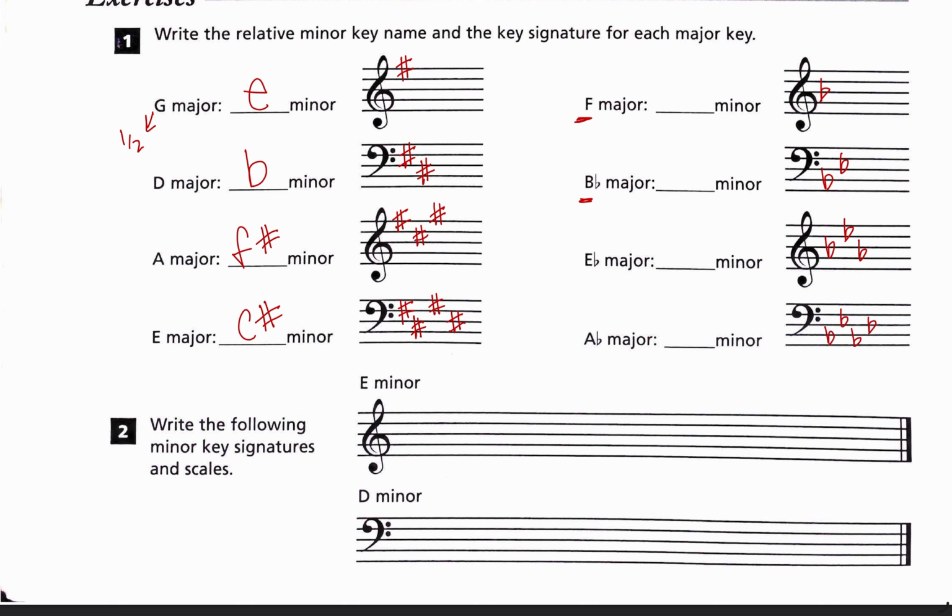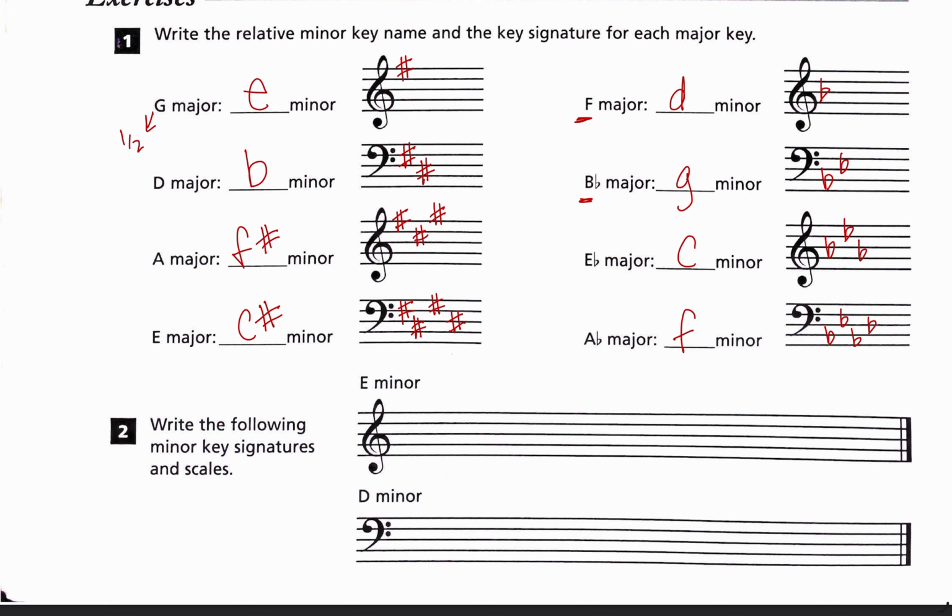All right. And then again, we just go to the 6th scale degree. F, G, A, B flat, C, D. B flat, C, D, E flat, F, G. E flat, F, G, A flat, B flat, C. And A flat, B flat, C, D flat, E flat, F. Sorry, F. Okay, that's all that we have to do with those ones.